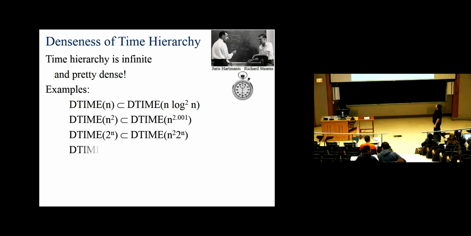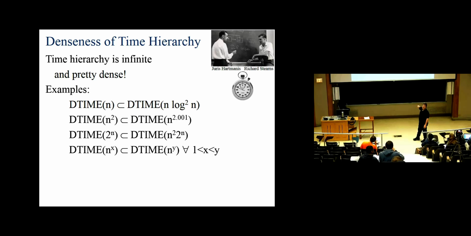So immediately there's a result such as linear time is properly contained in time n log squared n. And quadratic time is properly contained in n to the 2.001. In fact, any two polynomials, as long as the degree of one, y, is bigger than the degree of the smaller one, x, DTIME n to the x is contained properly in DTIME n to the y. In other words, the smaller polynomial bound time complexity classes are contained in the higher polynomial bound time complexity classes, respectively, for any two polynomials.